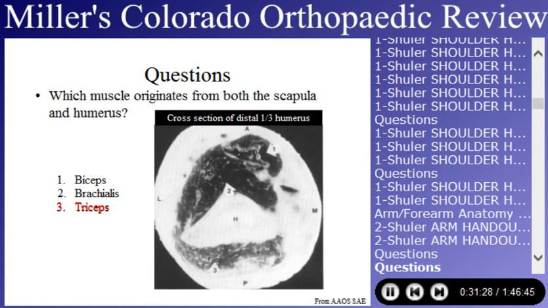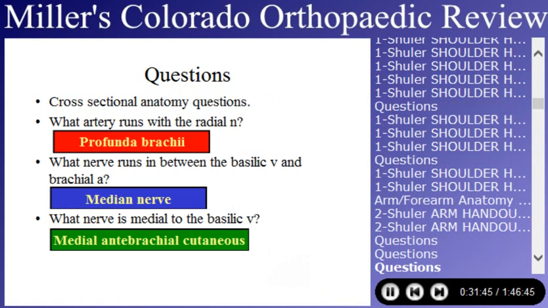What muscle originates from both the scapula and the humerus? Well, the medial head of the triceps we already covered is directly from the humerus, so it's triceps. Cross-section anatomy, and just know these. What artery runs with the radial nerve? We already covered that in the triangular interval: the profunda brachii artery. What nerve runs between the basilic vein and the brachial artery? The median nerve. What nerve is medial to the basilic vein? Key testable item because of elbow arthroscopy: medial antebrachiocutaneous nerve.